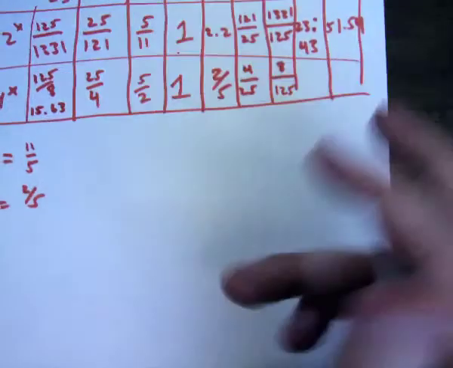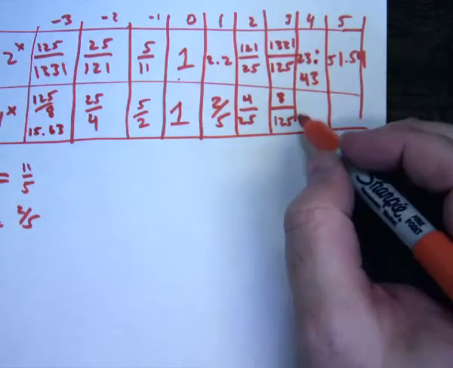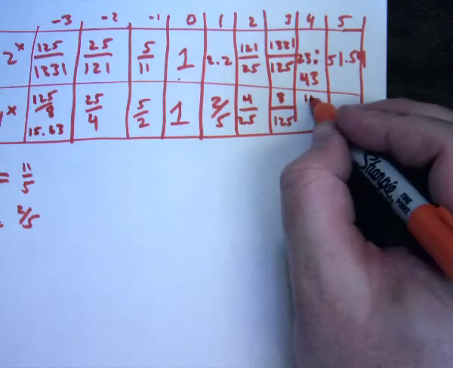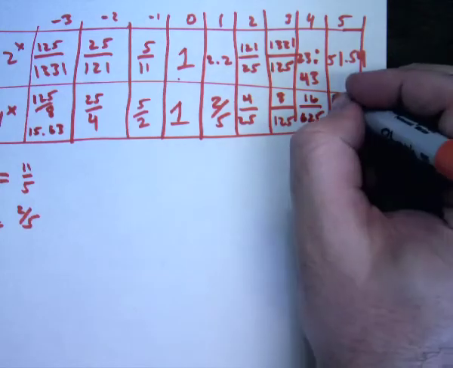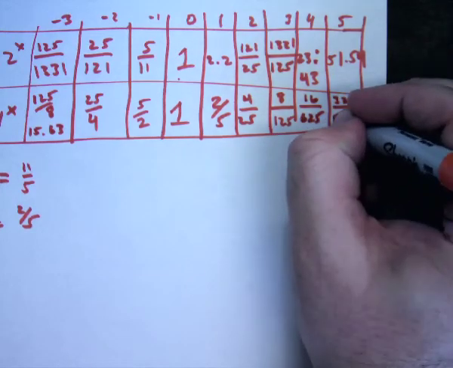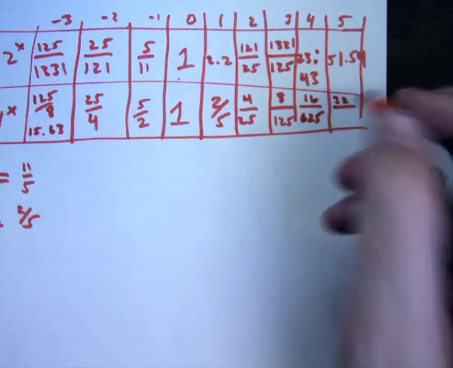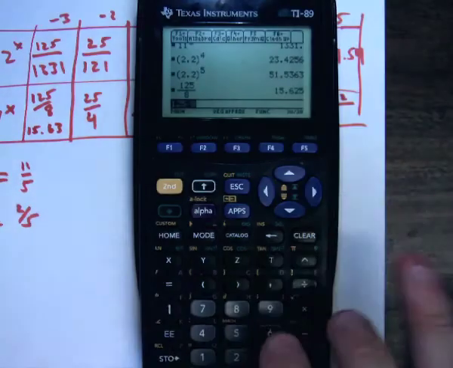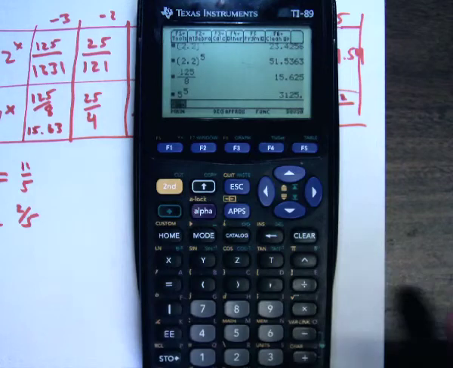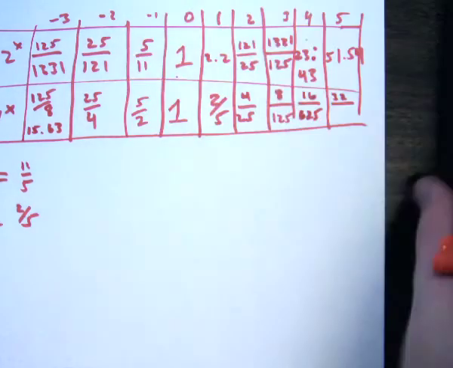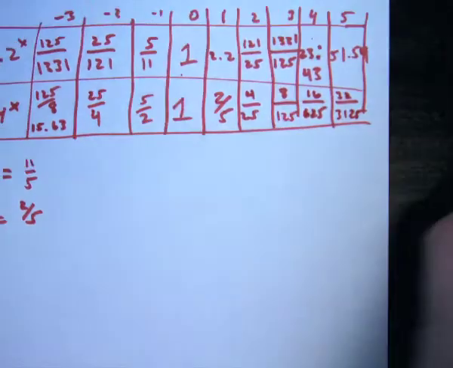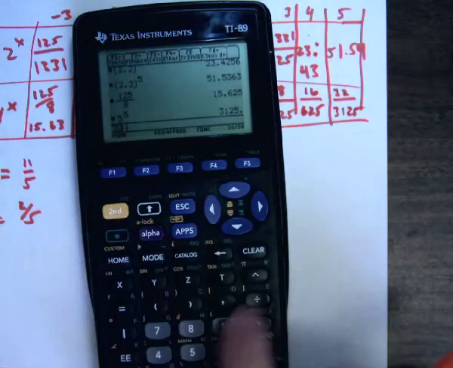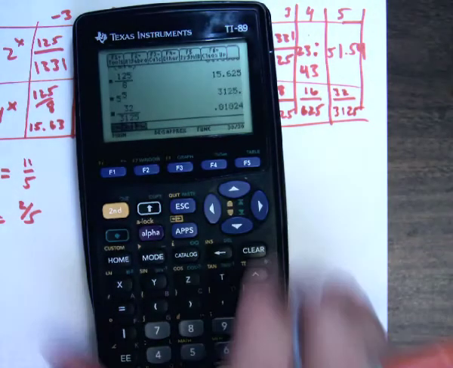All right, and then moving along to the fourth power, 2 to the fourth is 16. 5 to the fourth is 625. 2 to the fifth is 32. And I think we're at like 3125, but what is 5 to the fifth power? 3125, all right. Which is a very small number. 32 divided by 3125 is 0.01.